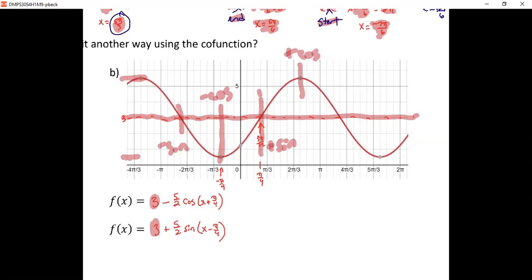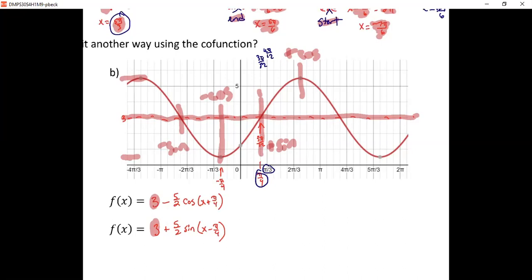Now, if you see, I did do some counting of boxes. If this is pi over 3, and that's 4 boxes, we can make this 4 pi over 12, which means this one right here is 3 pi over 12, which simplifies to the pi over 4 that you see there. So just a little extra practice in scaling.